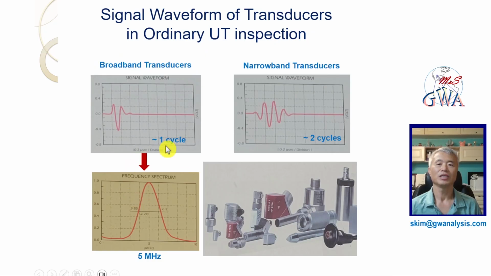This slide shows a signal waveform of a transducer in ordinary UT inspection. It is copied from the Understanding of Ultrasonic Transducer in Olympus brochure. Even though the ordinary UT is operating at high frequency, such as 5 MHz, only 2 cycles are used for having high spatial resolution even in narrowband transducers.